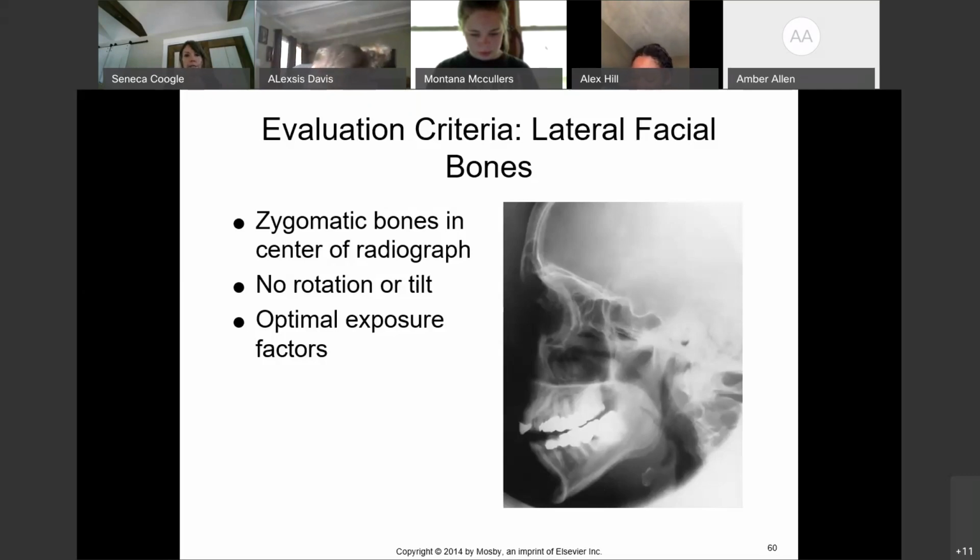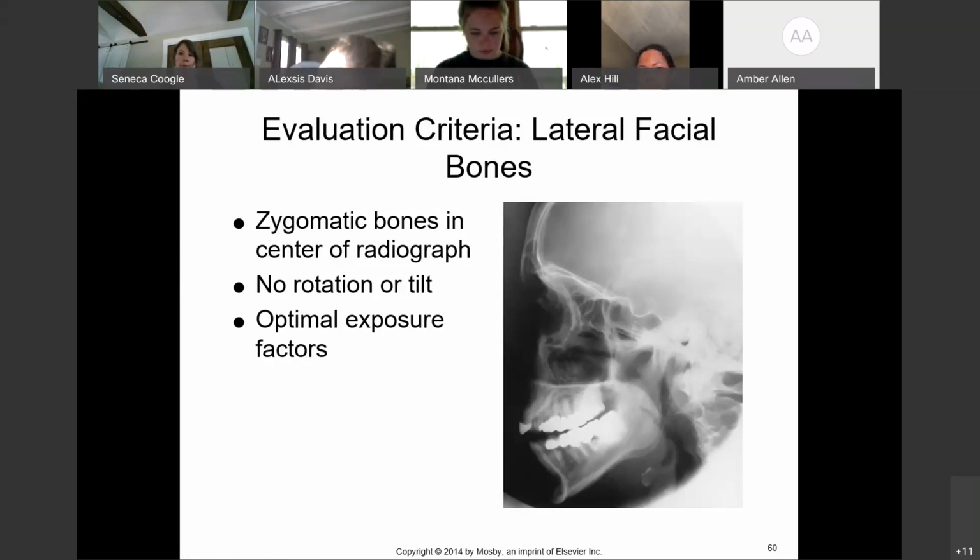Your zygomatic bones should be in the center of the radiograph, because that's where you center. Where you center should be the center of your radiograph, right? We all know that. No rotation or tilt. You can tell rotation or tilt by looking at your sella turcica, and you can also look at your mandibular condyles to see if they are superimposed like they're supposed to be.